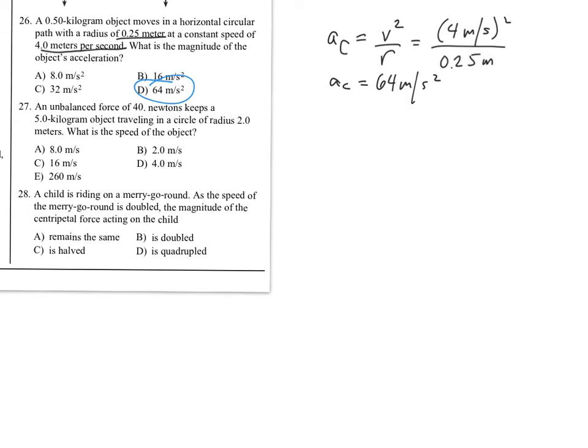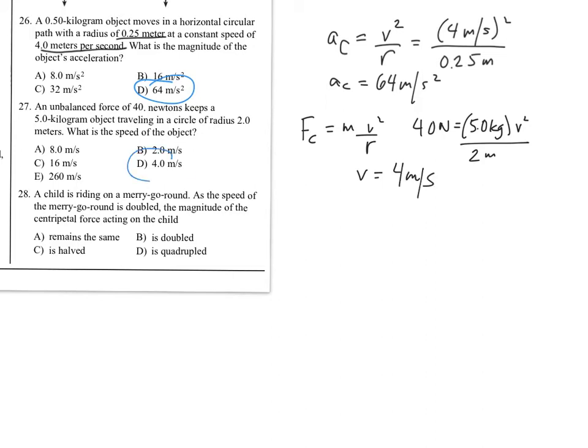Number 27 asks for the speed of the object, and we're given a force, a mass, and a radius. So we're going to use our centripetal force equation. Fc is equal to mass times V squared over R. We're given a force, 40 newtons, and a mass of 5 kilograms. We're looking for the speed, and our radius is 2 meters. Plugging that all in, V is equal to 4 meters per second, so that is choice D.